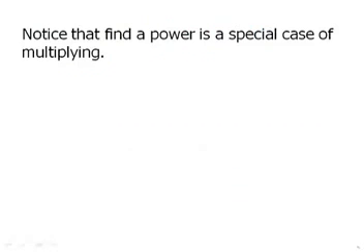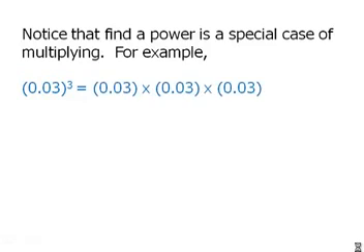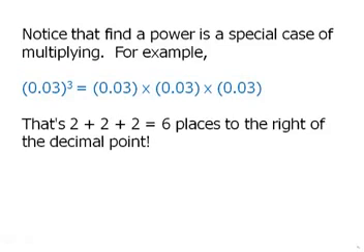Notice that to find a power, that's a special case of multiplying. So, for example, suppose we have to do 0.03, this is 3/100ths cubed. How do we do this? Well, of course, this is 0.03 times 0.03 times 0.03. Notice what we have here, that's 2 plus 2 plus 2, 6 decimal places. The product will have 6 places to the right of the decimal point. So we know that even before we multiply.